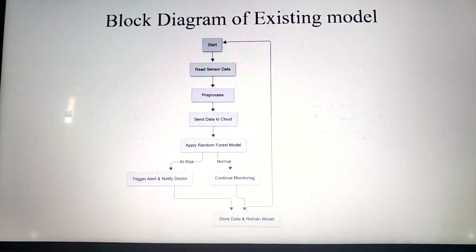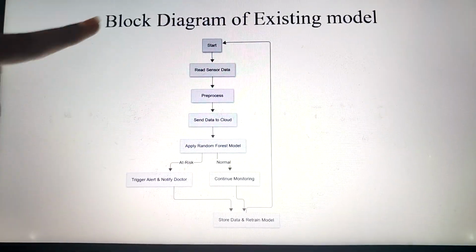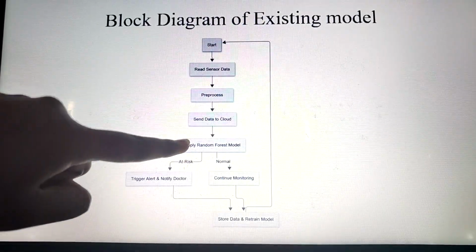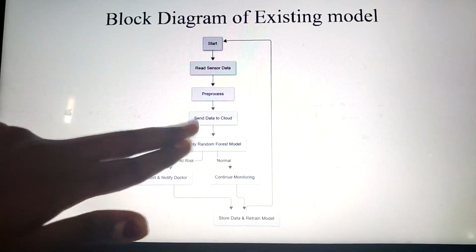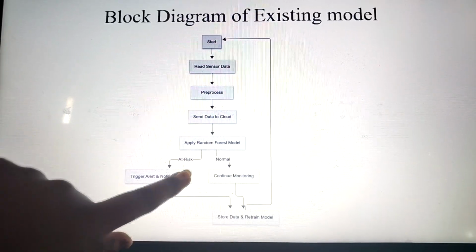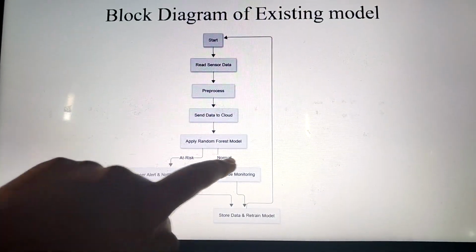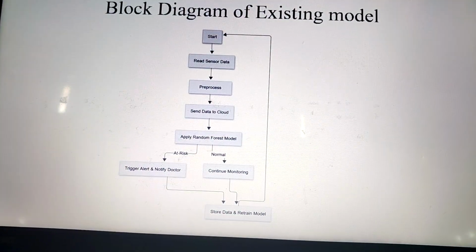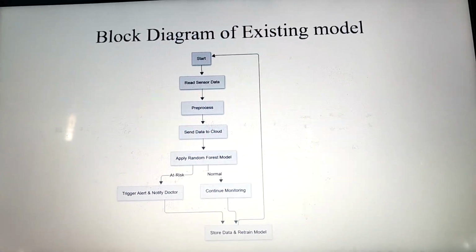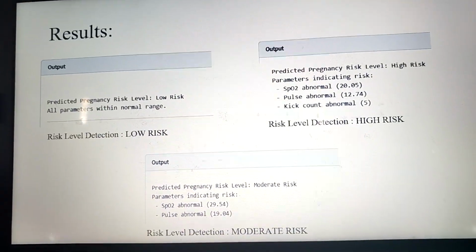This is basically the block diagram of the existing model, where the data is read by the sensor, pre-processed and sent to the cloud. There the data is analyzed, and we apply the random forest algorithm. At a risk level, the alarm is triggered, and if it is normal, continuous monitoring is resumed, and the data is stored and retrained to the model so that the model learns from the existing data.